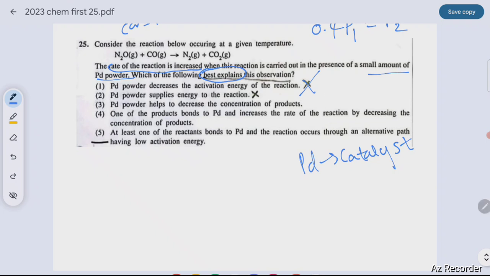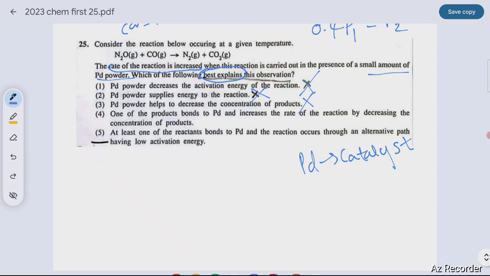Second, palladium powder supplies energy to the reaction? No. A catalyst cannot provide energy to a reaction. Third one, palladium powder helps to decrease the concentration of products? No. Catalysts cannot increase or decrease the concentration of the products. We only increase the rate of the reaction by adding a catalyst.